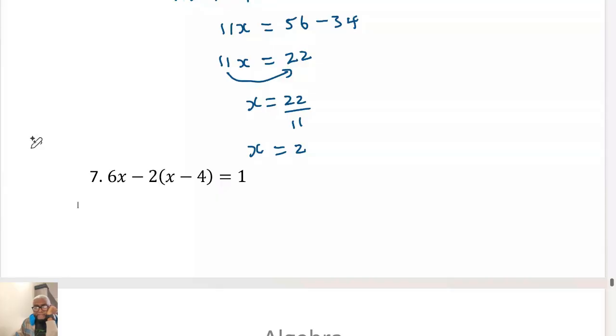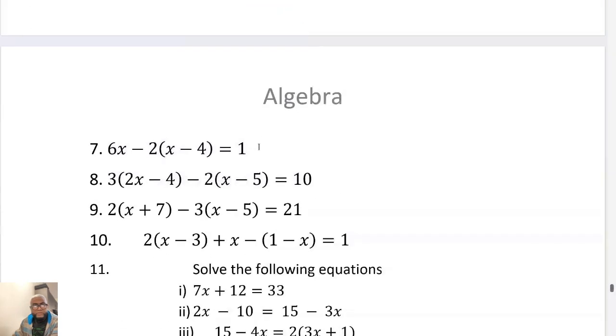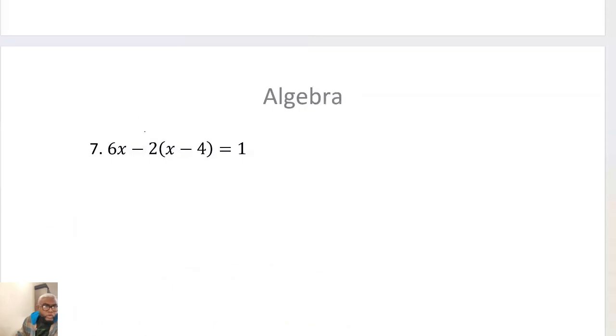Everybody good there? Let me do number 7 one time. Right, this one is a little different. So I want to show you all this one. I want to see how you'll handle number 8 after. So this is actually negative 2. Negative 2 by x and negative 2 by negative 4. So watch it. Put back the 6x.